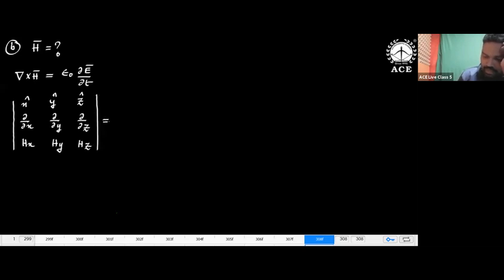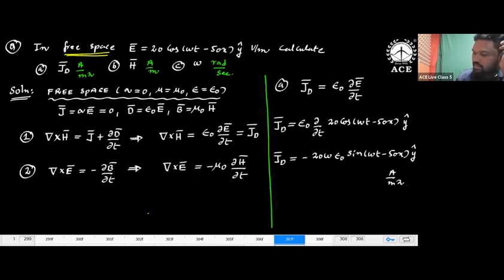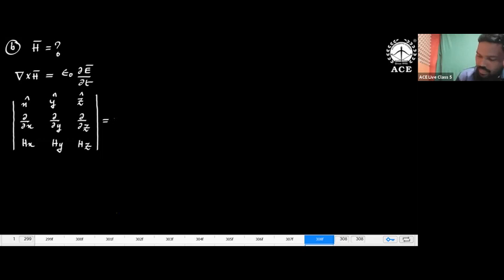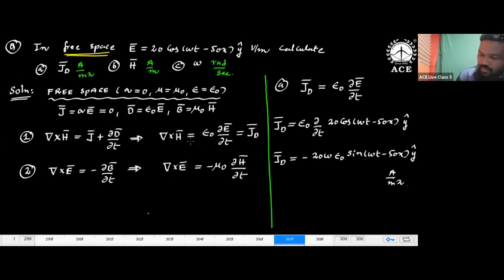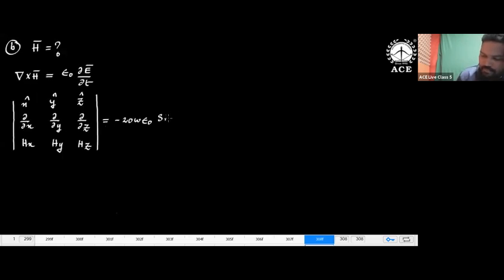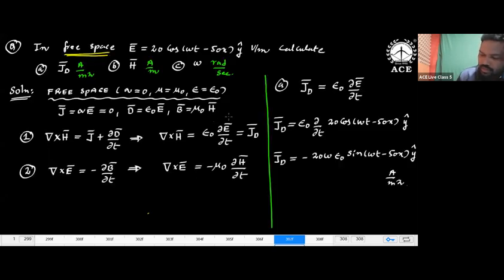Which is equal to, what is this one? This is JD, displacement current density. Displacement current density, this entire thing. Minus 20 omega epsilon naught sine(omega T minus 50x) y cap.